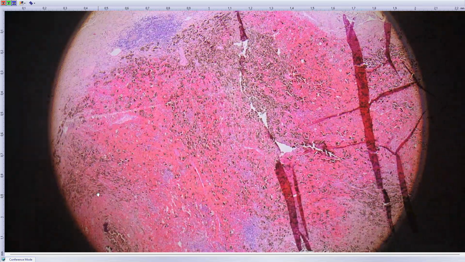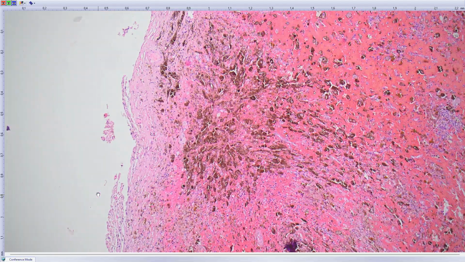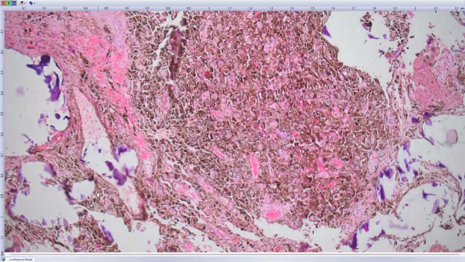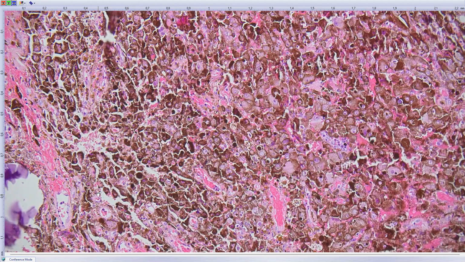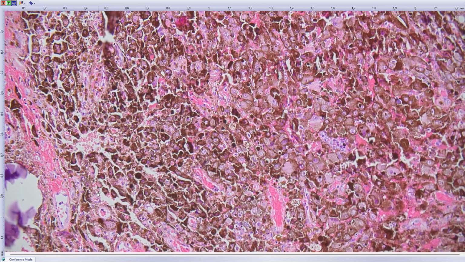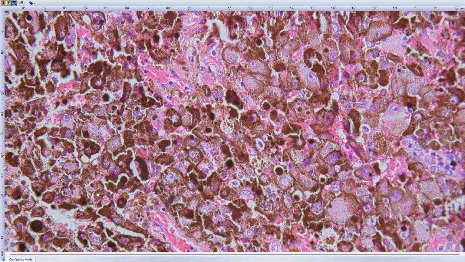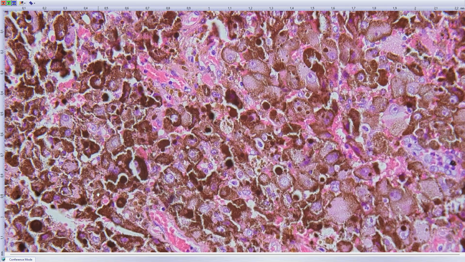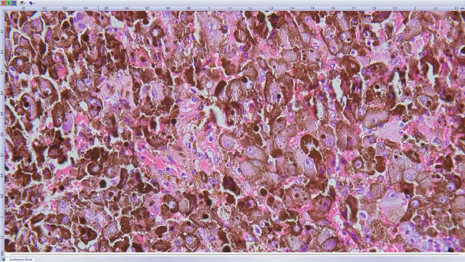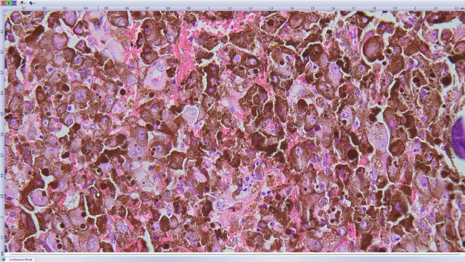But actually, the pigment is not hemosiderin. It's definitely melanin. And if you go on higher power, you will eventually see that there is actually quite a lot of tumor cells, but they are kind of buried in the melanin pigment. You can see these very large epithelioid cells with prominent nucleoli here in the center, for example. There was quite low mitotic activity.